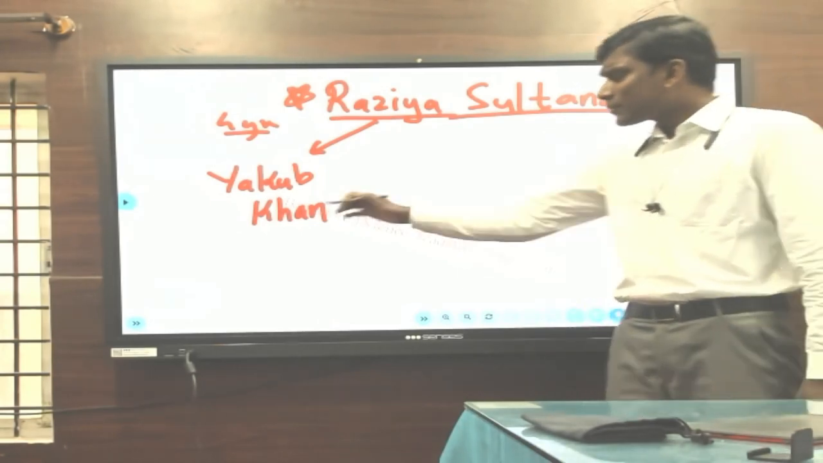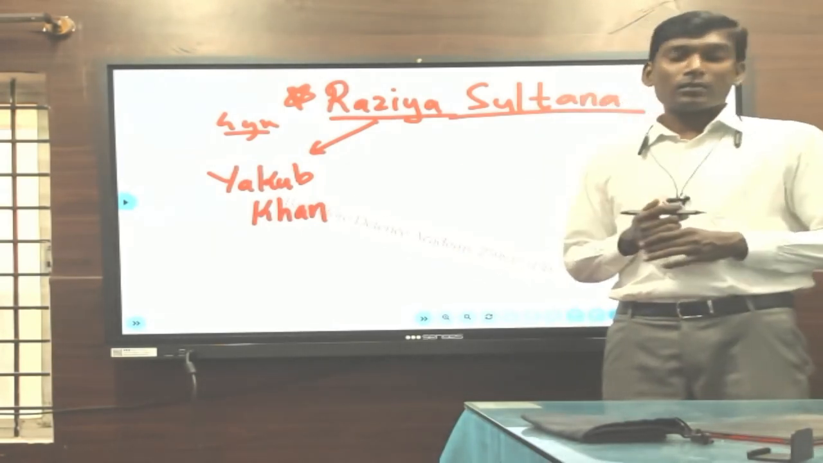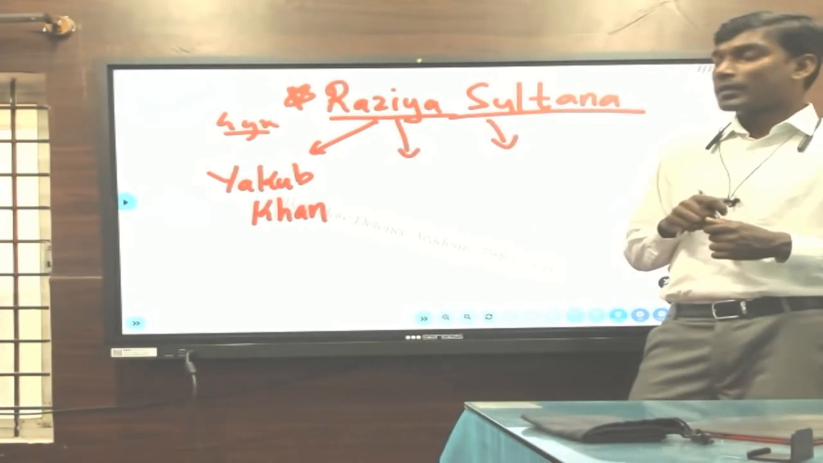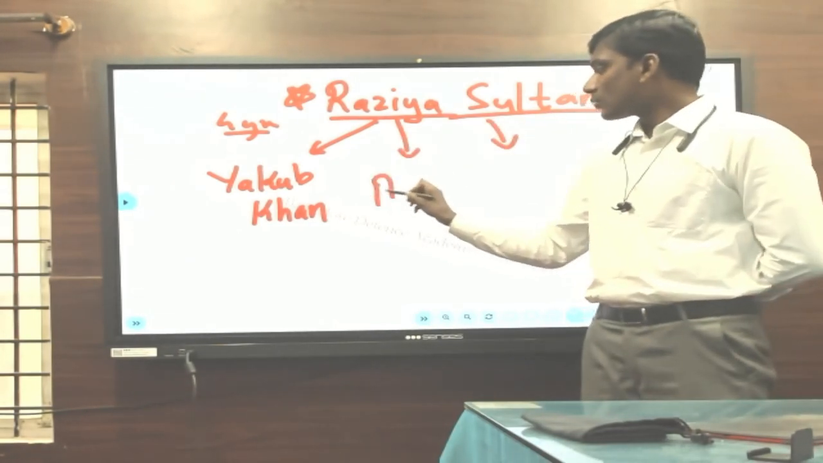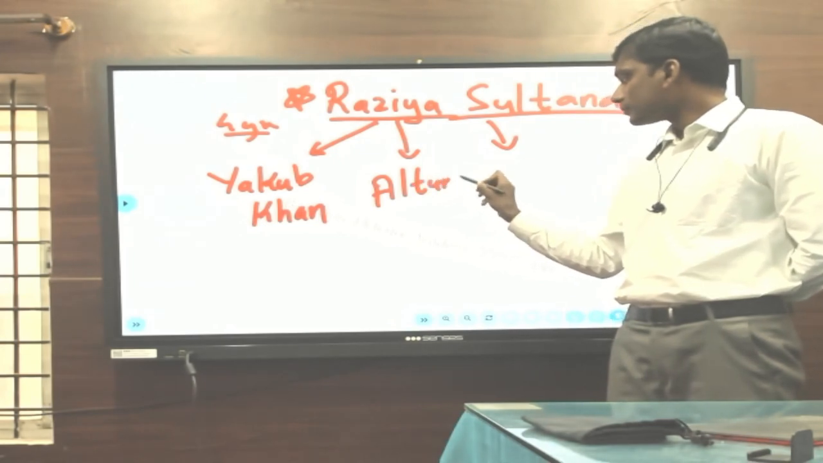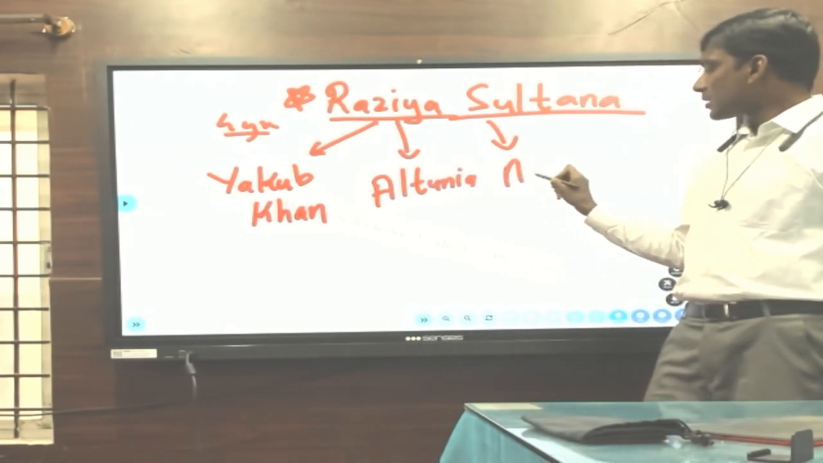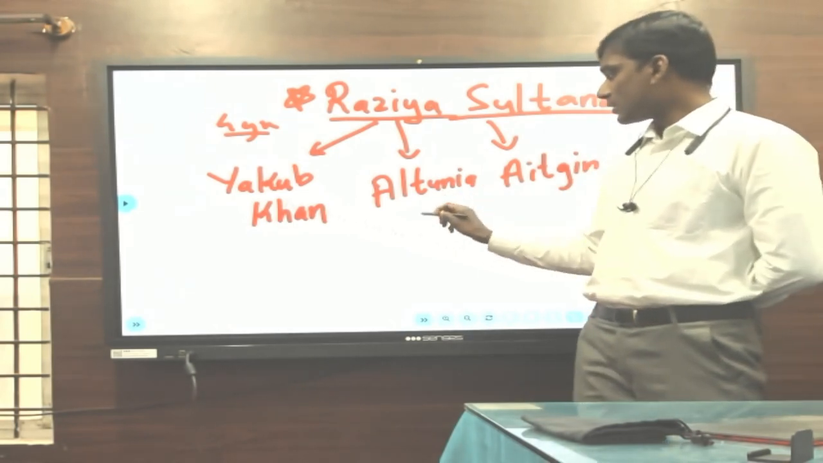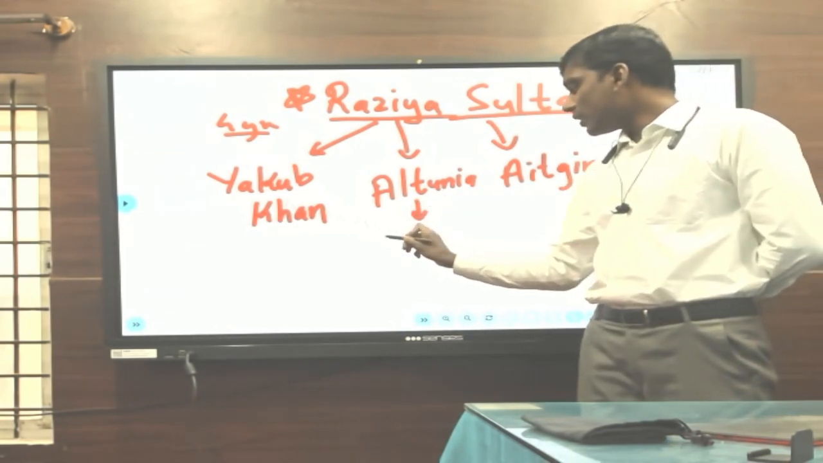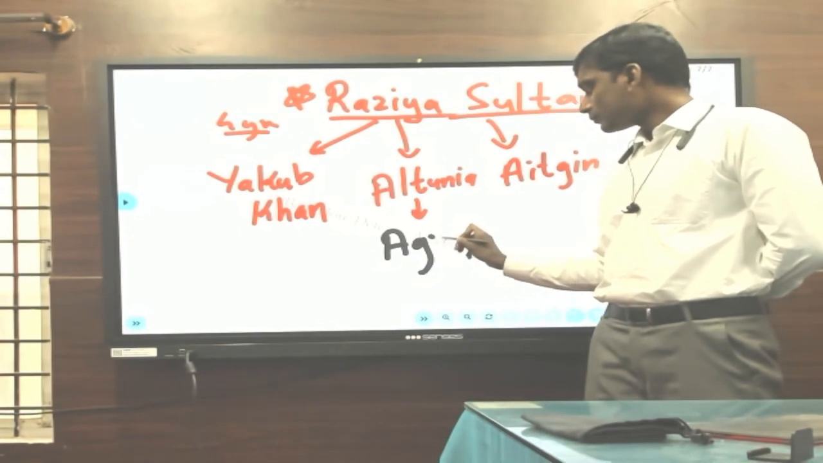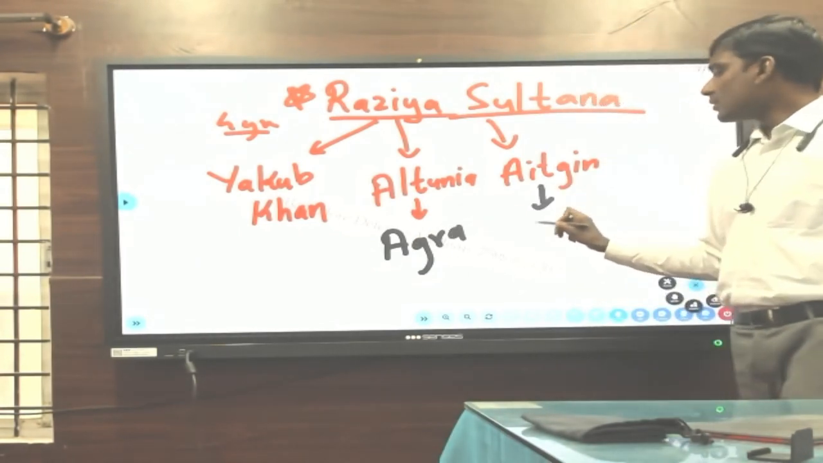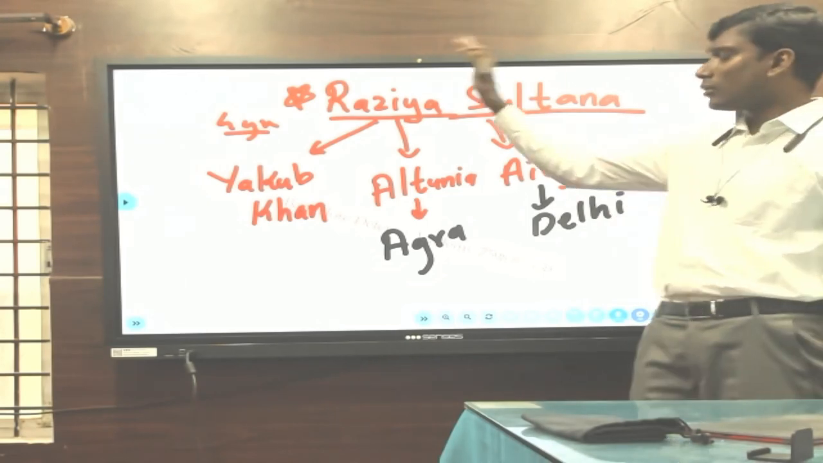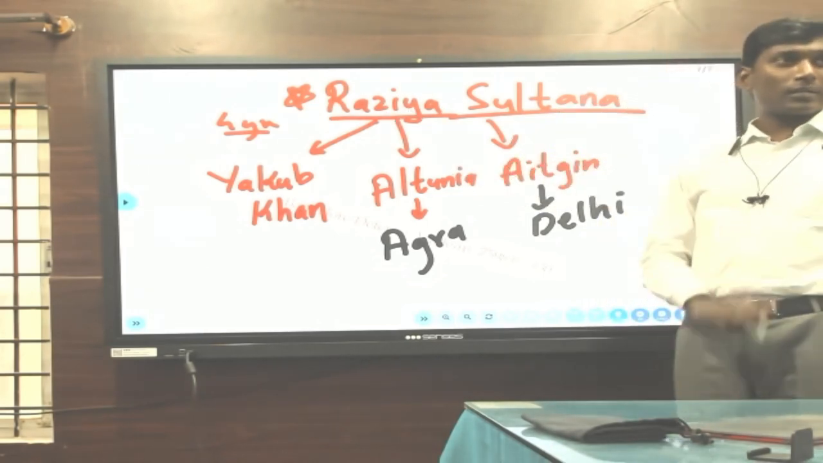Razia Sultana wanted this man to be the chief of the armed forces, but he was from a different Muslim tribe, so the other people revolted. Now there is a problem. There is a person called Altunia, and another person called Aydin. Altunia was ruling Agra, and Aydin was the governor of Delhi. The whole of northern India was under the rule of Razia Sultana.